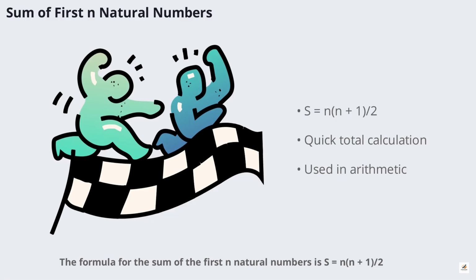The formula for the sum of the first n natural numbers is S equals n(n plus 1)/2. For example, the sum of the first 10 natural numbers is 10 times 11 divided by 2 equals 55. This formula is widely used in arithmetic and helps you quickly calculate totals without adding each number individually.